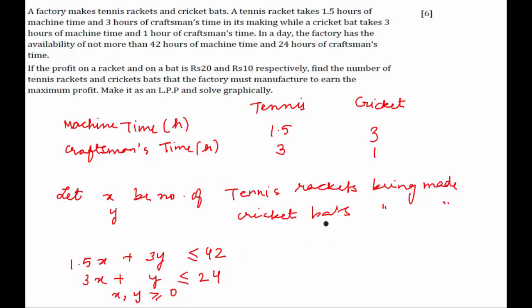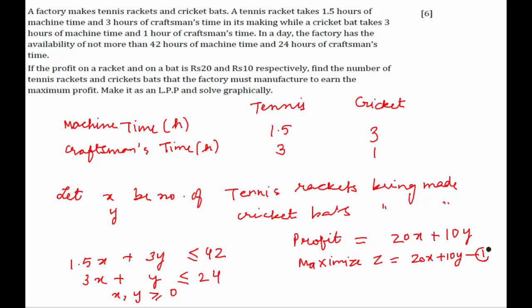Also, what are we supposed to maximize? We are supposed to maximize the profit. So let's say profit is going to be rupees 20 for each tennis racket and 10 for each cricket bat. We have to maximize this. Maximize Z equal to 20x plus 10y. Let's call this the first equation for our L.P.P. Second constraint, third constraint and fourth.